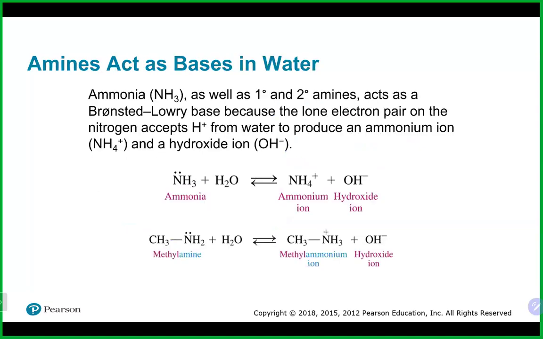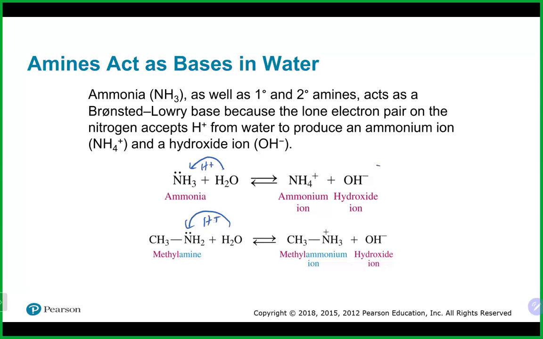All right, so let's talk a little bit about reactions that amines can do. Since they are really ammonia derivatives, and ammonia, as you might remember, is a weak base, not surprisingly, they act as a base when they react with water. So ammonia, as well as primary and secondary amines, will act as a Bronsted-Lowry base. Remember, a Bronsted-Lowry base is something that will accept an H+. In this case, it's going to accept the H+ from the water.